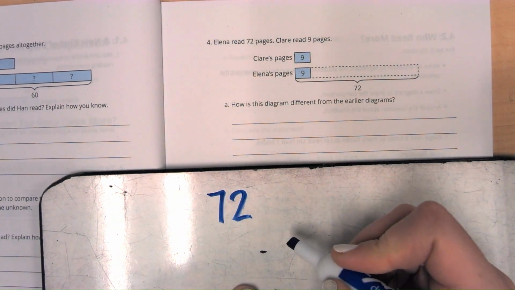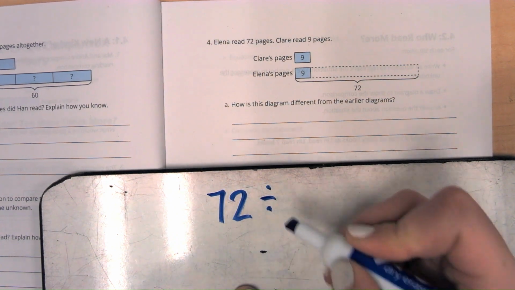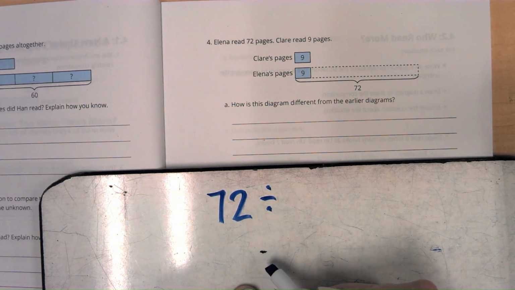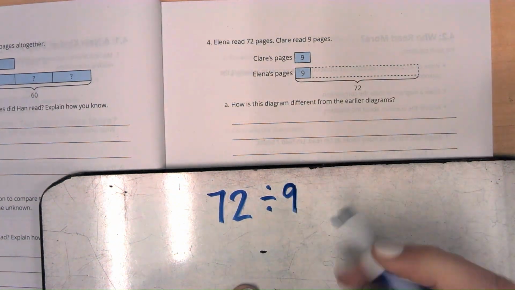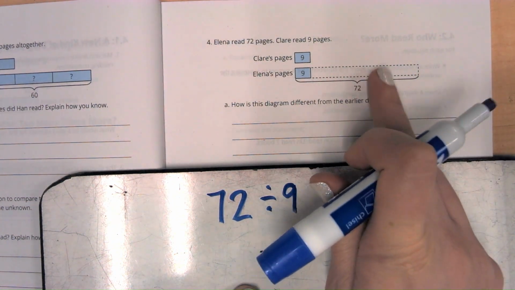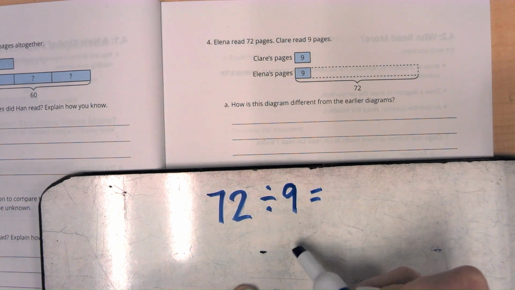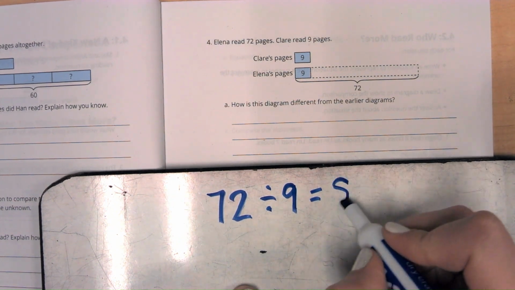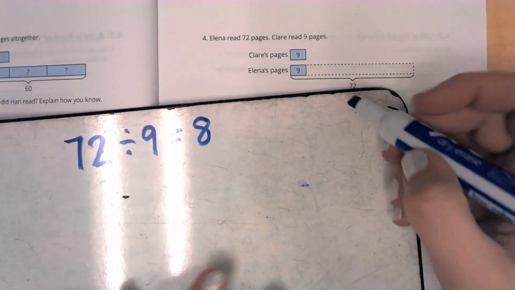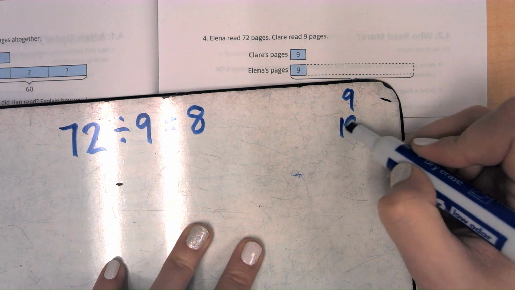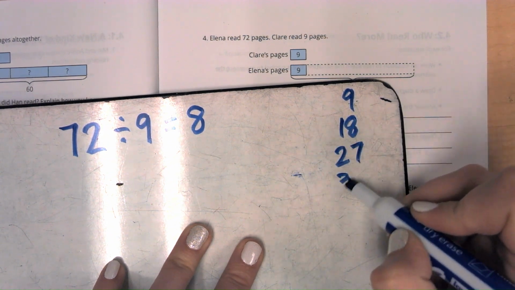So we have the total. And once we have the total, we know we're going to divide. And so we have how many Claire read, so that's 9. Knowing that each one of these boxes is 9, we're going to be able to divide. And since I know my facts, I know that 72 divided by 9 equals 8 because I know my math facts. If I don't know my math facts, I can write them out over here.